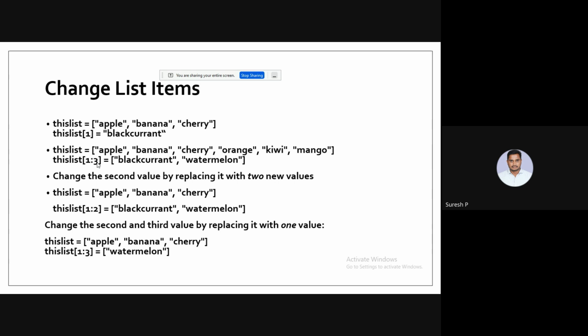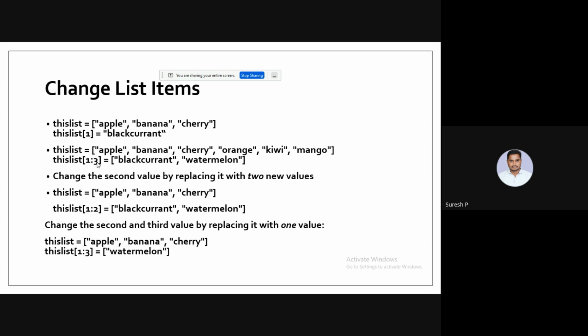Then after that, we are having a list: apple, banana, and cherry. 1:2. 1 is the starting value, 2 is the end value. End value minus 1 means 1 again. So a single value will be replaced by multiple values. That is also possible. That is, change the second value by replacing it with two new values. It means that banana will be replaced by black currant and watermelon.